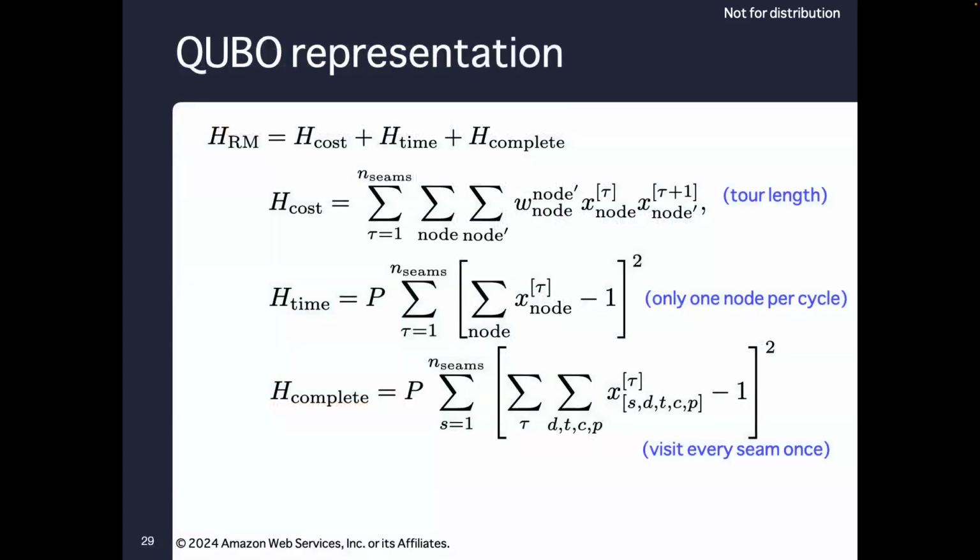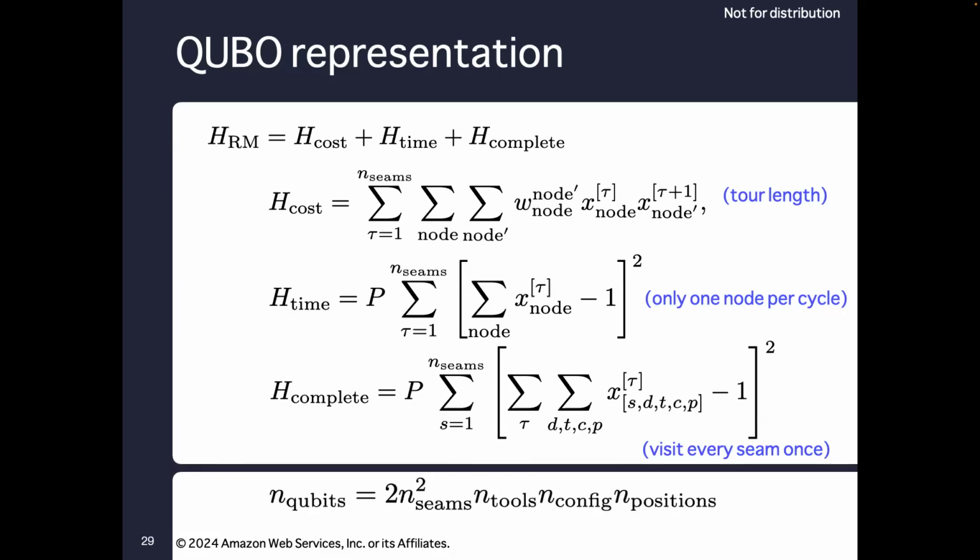So what about a QUBO? Well, first you have to calculate the tour length. Then you have to make sure that only one node is touched per cycle. And then finally, you have to make sure that you only spray every seam once. And this is what that beast looks like. For a typical BMW vehicle, you have typically between 20 and 80 seams, so let's say about 50. When you look at this and calculate it, then the number of qubits is going to be 2 n squared seams times n tools times n configurations times n positions. And these are discretized linear axis positions.